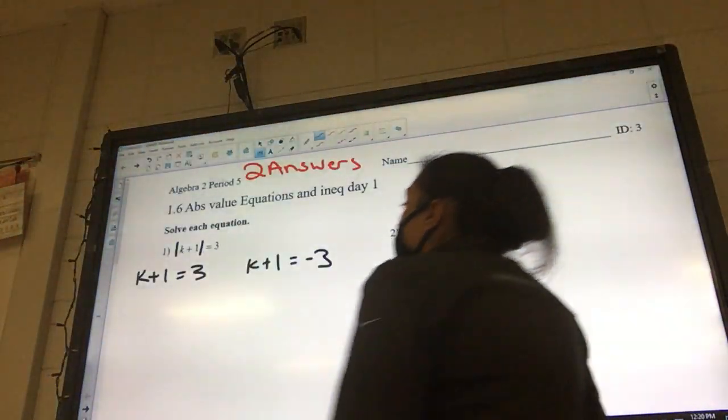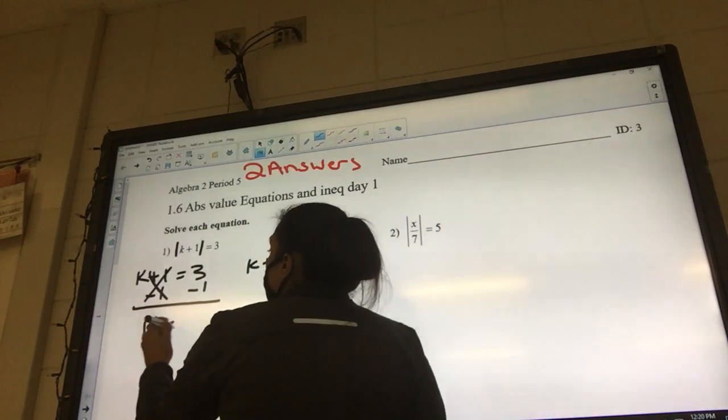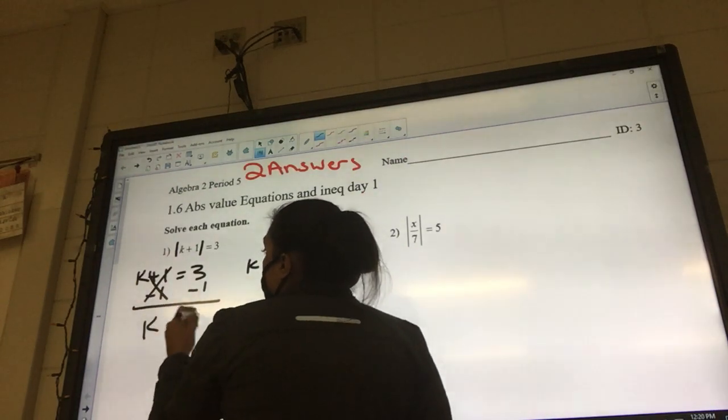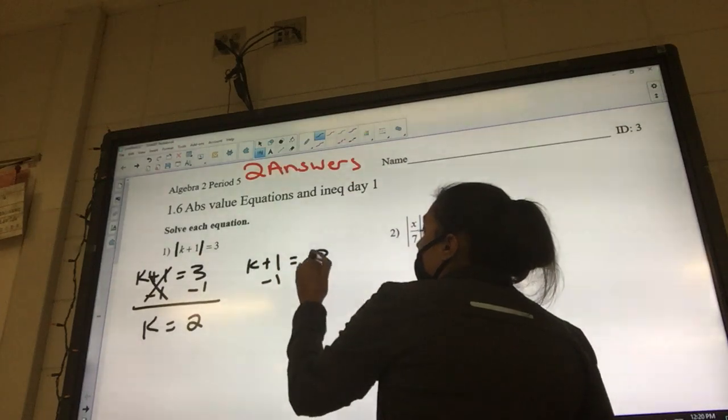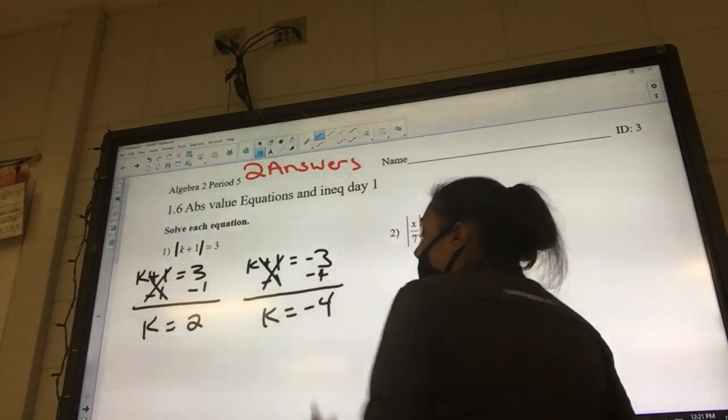Okay, so we solved for k, so we're just going to say minus 1, minus 1. Okay, so for this one, k equals 2, and this one, k equals negative 4.